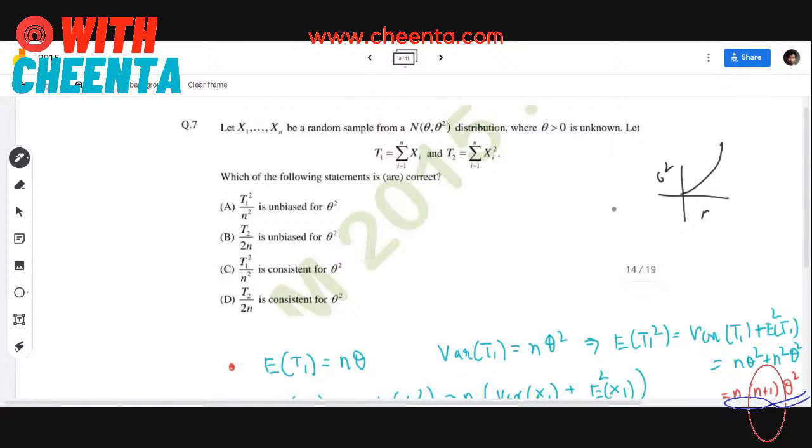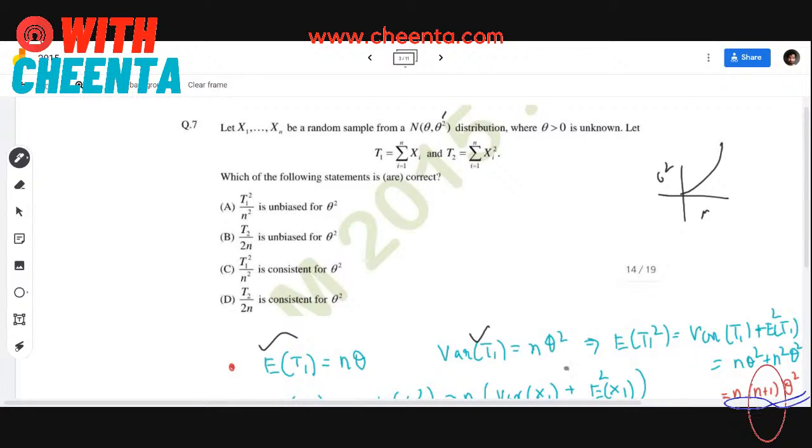T1 and T2 are given, and we need to find the unbiasedness criteria and the consistency criteria among these estimators. Let's find the expectation of T1. Xi have mean theta, so expectation of T1 will be n theta, and variance of T1 will be n theta square, because variance of xi is theta square. Xi are IID, so the covariance terms will be 0.